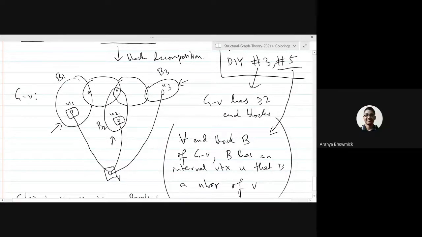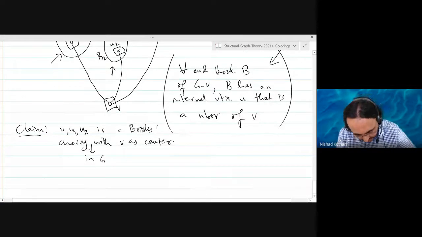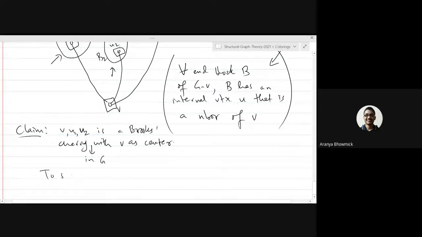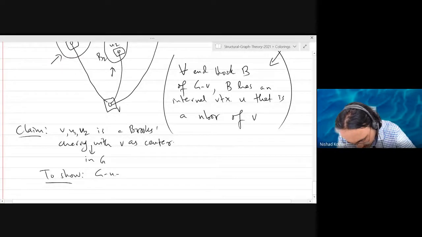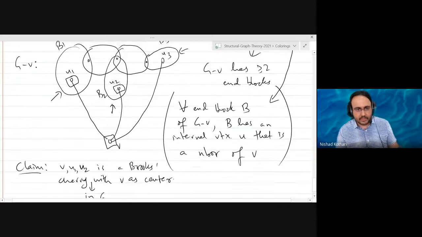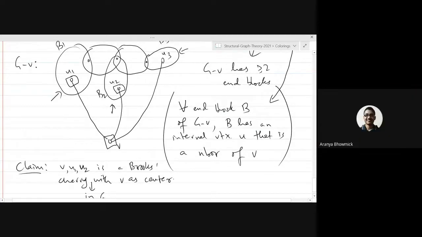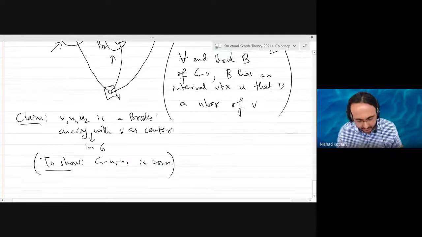So we only need to show that G minus U1 minus U2 is connected. Also, U1 and U2 cannot be adjacent. They are not adjacent because they are internal vertices in two different blocks. This follows because the blocks are two connected.